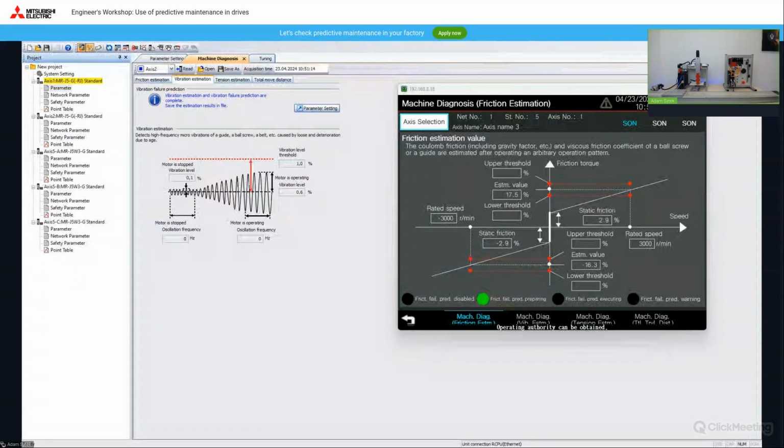And the last thing that I would like to show here is the belt and estimation of the belt tension. So I need to start this bigger axis, but first of all I will stop the axis.